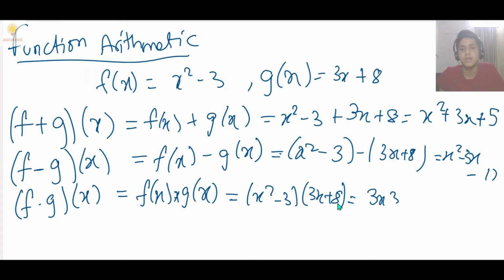3x cubed, multiplying this and this. Now we'll multiply x squared and 8. It's going to be 8x squared. Now let's multiply minus 3 and 3x. It's going to be minus 9x. And now let's multiply these last terms, which is minus 3 and 8. We are going to get minus 24. So this is the product of the two functions f and g, I mean f into g of x. We get just the product of the two functions f of x and g of x.